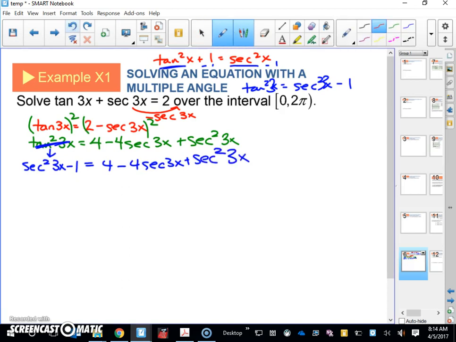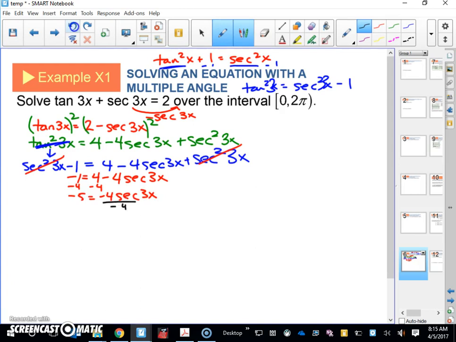Okay. So at this point, we've only got one trig function, which is much better. But even better than that, you maybe would notice that the secant squared is going to cancel itself out. And so I've got something pretty good. I've got an equation with only one variable function. And anytime we have one variable function, we ought to be able to isolate. Okay, so we can isolate here, subtract 4, you get negative 5 equals negative 4 secant 3x.